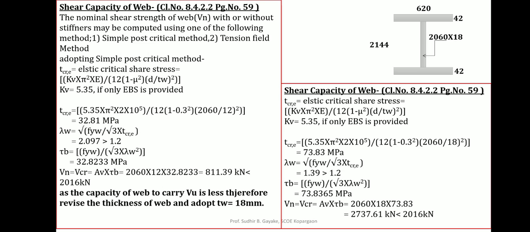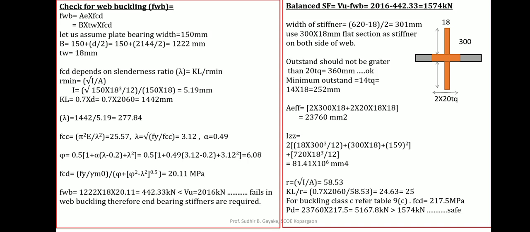So if you are not going to increase the thickness of web, you can simply provide intermediate stiffeners also. Now check for web buckling FWB, the same formula we have already seen. FWB is given as area effective into FCD. Area effective is plate bearing width into thickness. So suppose we assume a plate bearing width of 150 mm, and for single dispersion D by TW value is there. So overall depth divided by 2 plus 150, we are getting 1222, and thickness is 18.